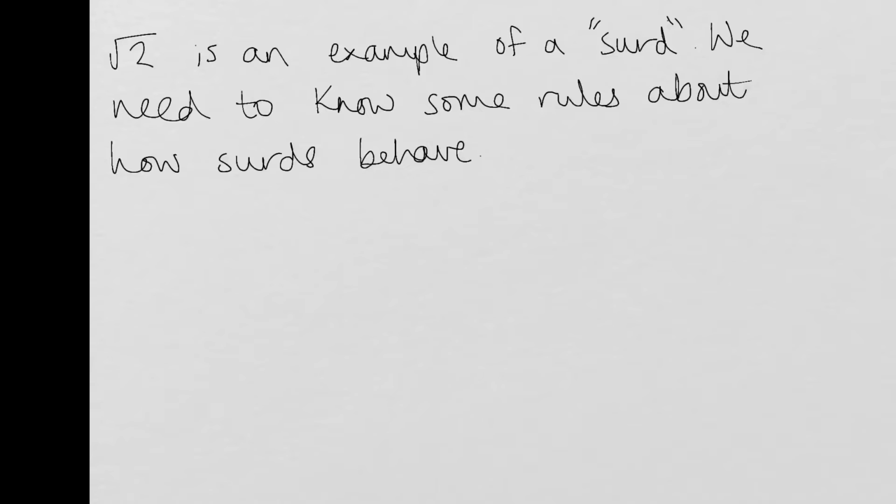So what we mean by a surd is something that has a square root, and this is an example. The square root of 2, which we abbreviate to root 2, is an example of a surd. And what you will need to know for your GCSE is some of the rules about how surds behave.